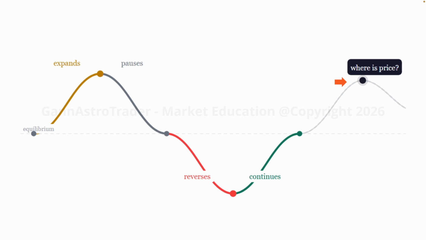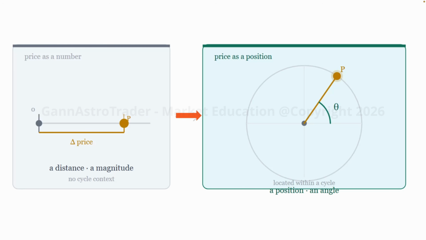Now think about how the market actually behaves. It does not just move in one direction. It expands, pauses, reverses, and then continues again. This repeating behavior is not accidental. It forms a cycle. So instead of asking where price will go, a better question is where price currently is inside that cycle. To understand this properly, imagine a circle.